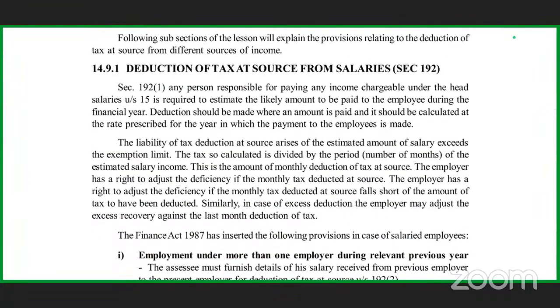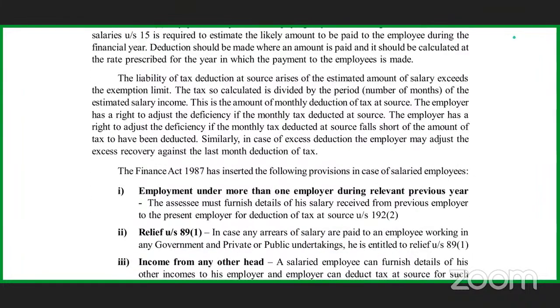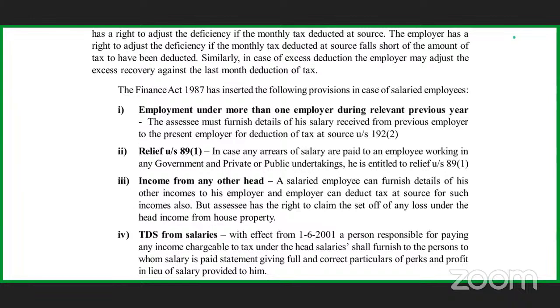So the first one is deduction of tax at source from salaries. For employment under more than one employer during the relevant previous year, the assessee must furnish details. For example, I worked for 7 months at one organization, and after 7 months I moved to some other organization. So as an assessee, I have to furnish for how many months I received salary, and that declaration also has to be given to the present employer. And if I'm receiving any arrears of salary, those who work in government organizations or private ones are also entitled to receive relief.